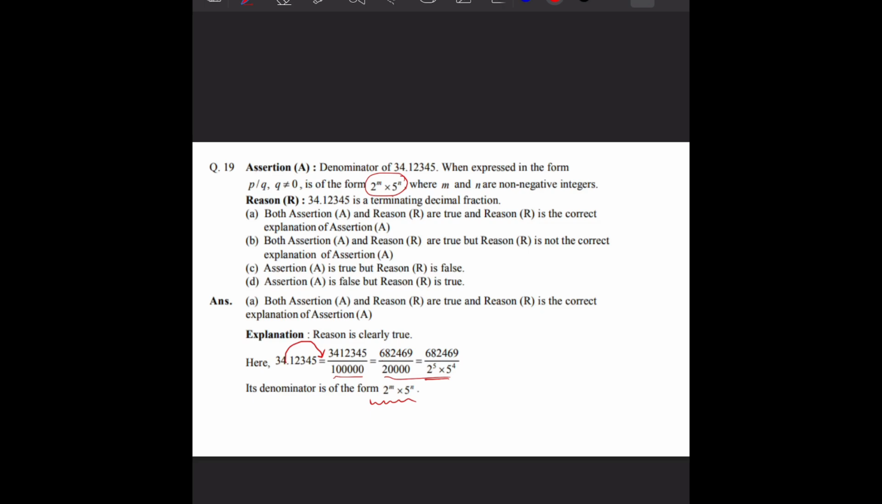The reason is 34.51235 is a terminating decimal fraction. We all know this is terminating. How do we differentiate if it is not terminating? If dot dot had been put after 1 2 3 4 5, we would have known that it is not terminating. But in this case no dots are put, which means it is terminating, which is what the reason says correctly. That's why the correct option is both assertion A and reason are true. Reason is a correct explanation of assertion.